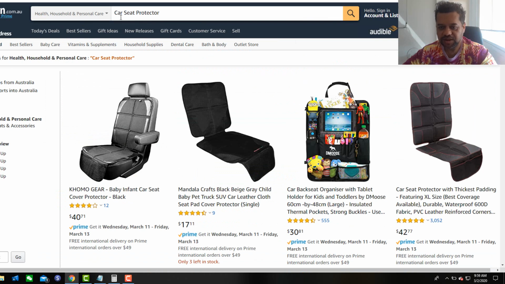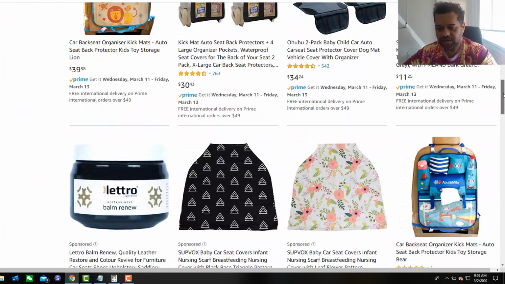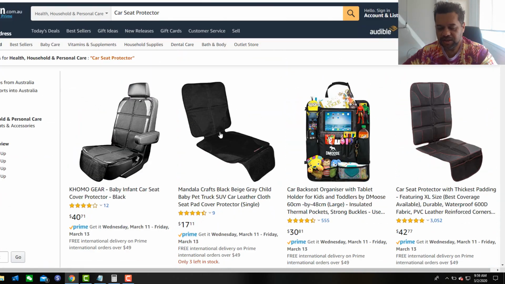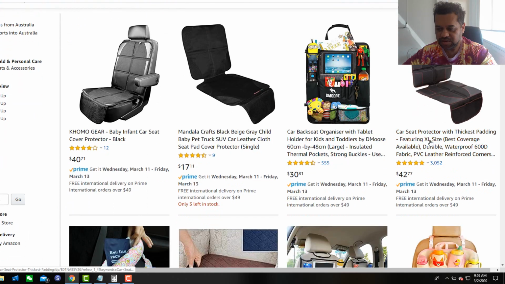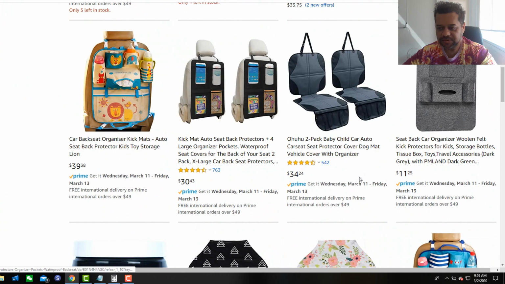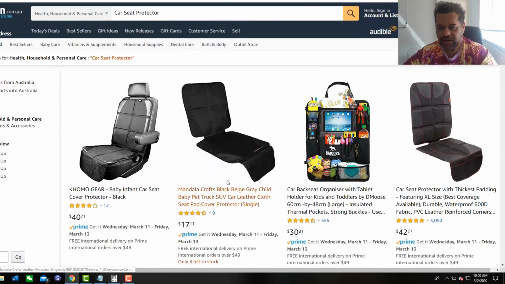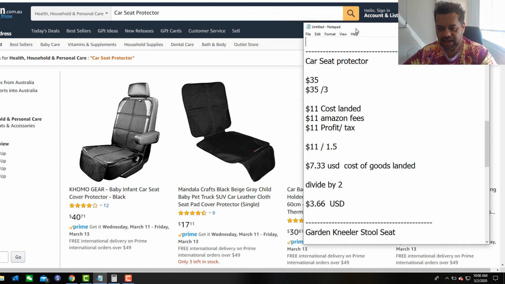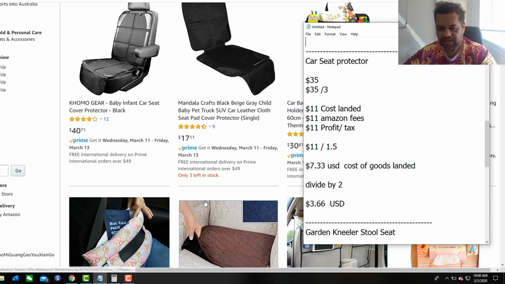Again, I've just gone here, put the keywords car seat protector into Google, into Amazon, and then come up with some results. But this looks like this is the main keyword. So here we've got $40, $17, we've got $42, $34. So they kind of vary again in price. But I would say if you could buy this, we're talking about a pair here, okay?